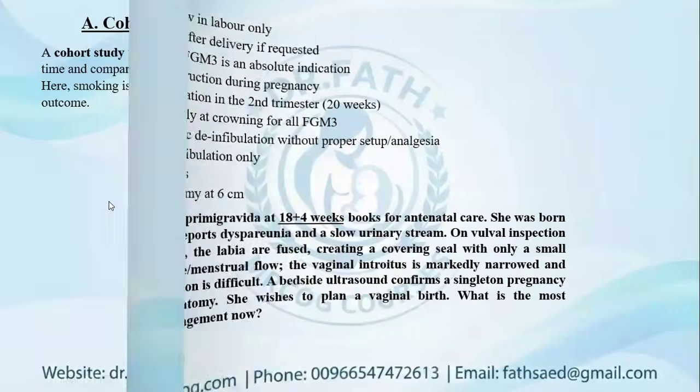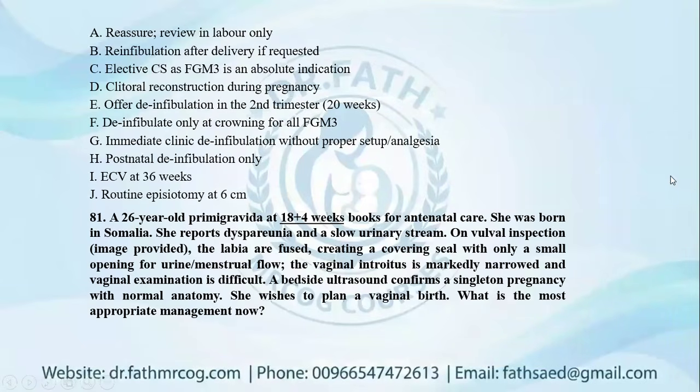A 26-year-old primigravida at 18 plus 4 weeks books for antenatal care. She was born in Somalia. She reports dyspareunia and a low urine stream. On vulval inspection, image provided, the labia are fused, creating a covering seal with only a small opening for urine and menstrual flow. The vaginal introitus is markedly narrowed and vaginal examination is difficult.